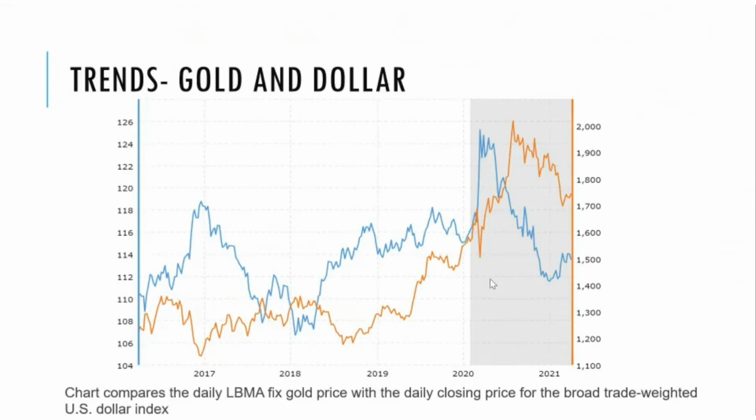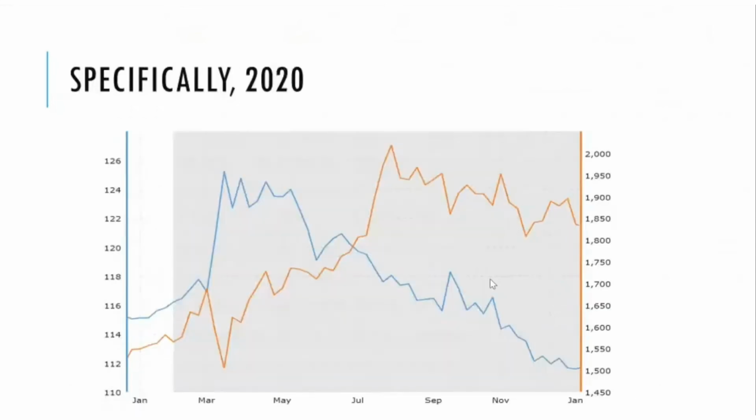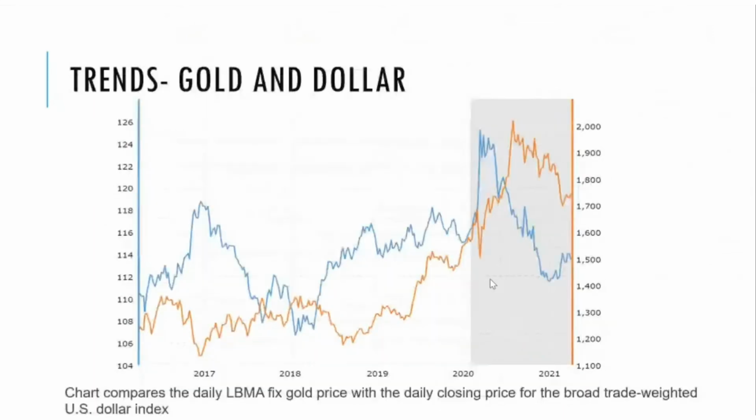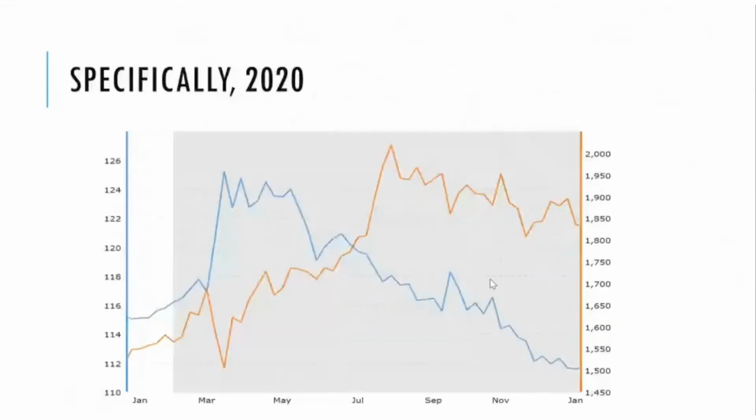Now let us look specifically at 2020. In the beginning we can see that both gold and the dollar aren't very high, but in March we can see a very steep fall in gold. This is because of the lockdown, which had greatly affected many asset classes, and there was a massive sell-off in gold in order to cover losses in other areas.